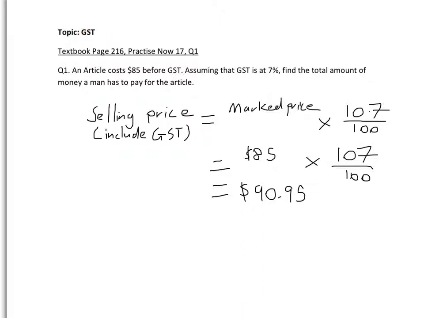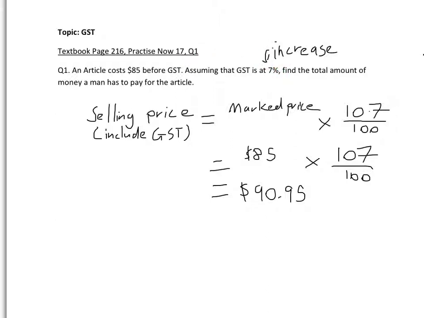So for question 1, it's a typical GST question where they give you an amount, in this case $85 before GST, and they ask you to calculate the price the person has to pay after GST of 7% is included. So the $85 is constituted as the mark price, which is the 100% price before GST, and GST is considered a 7% increase.